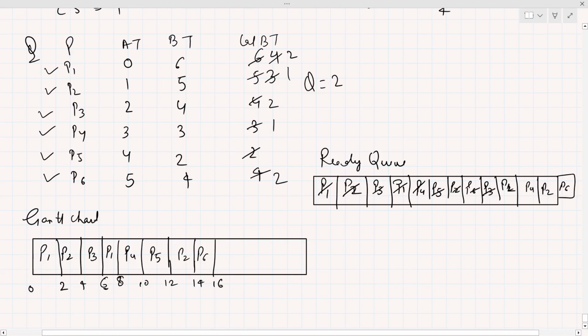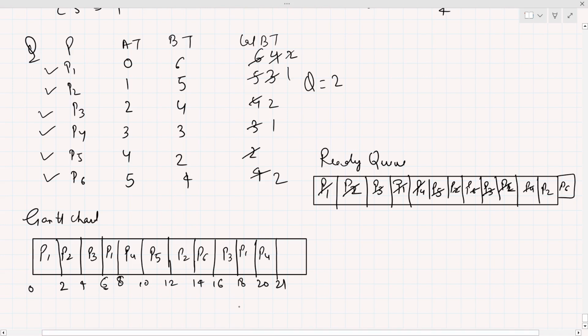After that, P3. P3's burst time left is 2, and the time quantum is also 2, so at 18 P3 is completed. The completion time for P3 is 18. Then P1: the burst time left is 2 and the time quantum is also 2, so at 20 P1 is also completed. There is no need to add this process to the ready queue. After P1, P4 gets the CPU. The time left for P4 is 1, so we execute only one unit. So 21 is the completion time for P4.